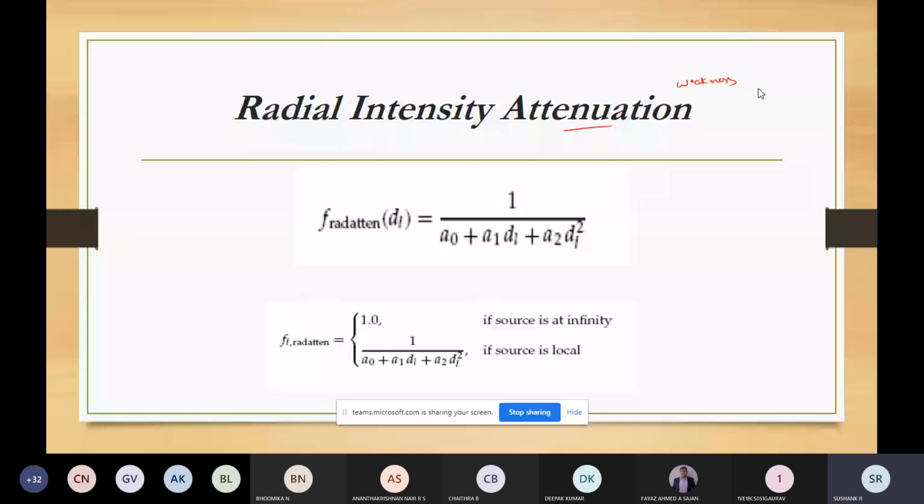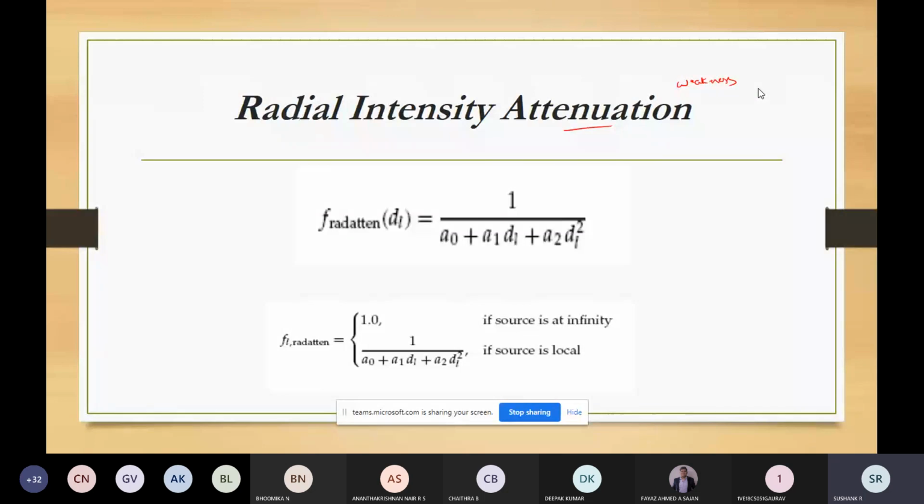So first, what is this attenuation? Attenuation means a weakness or reduction of the force. The general definition is reduction of the force or the loss of strength, to be precise. So now what is this radial intensity attenuation?